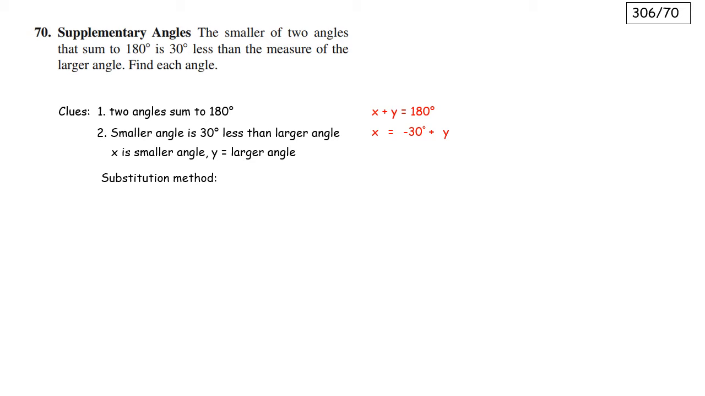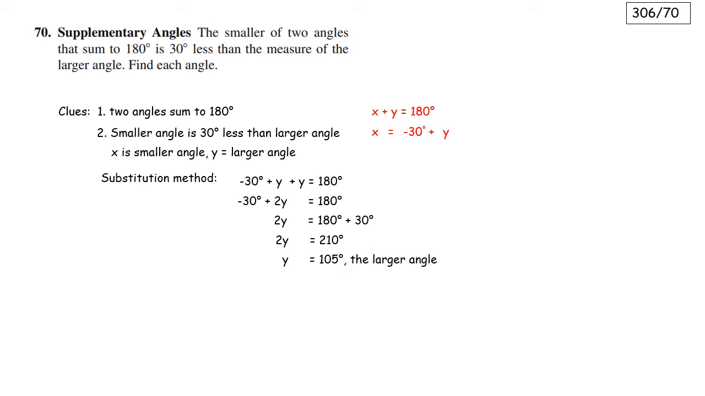To use the substitution method, we will let x take the place in the first equation and make it negative 30 degrees plus y, plus the other y is equal to 180 degrees. Combining the y terms, we'll have negative 30 degrees plus 2y is equal to 180 degrees. We'll add the 30 degrees to both sides so that we'll just be left on the left side 2y equals 180 plus 30 degrees, which means 2y is equal to 210.